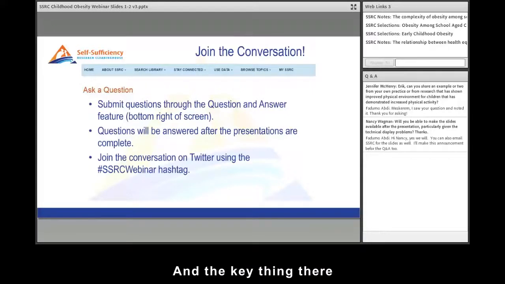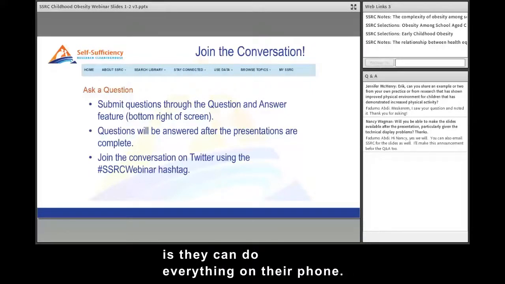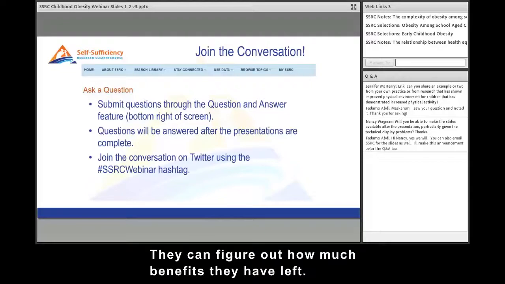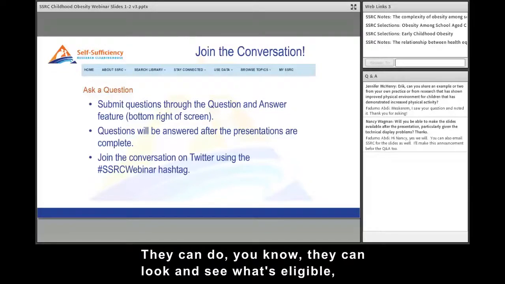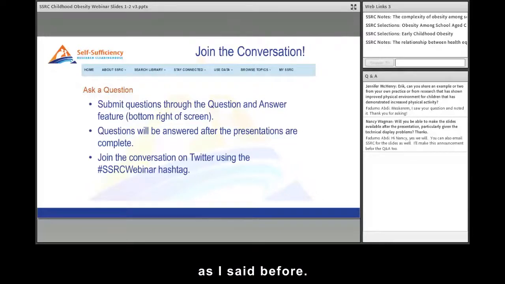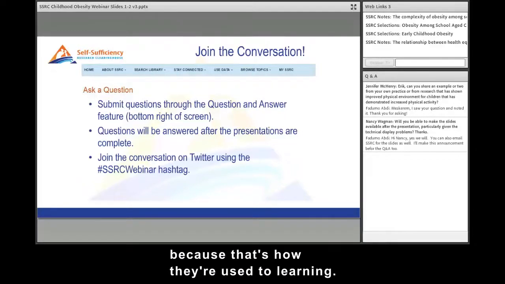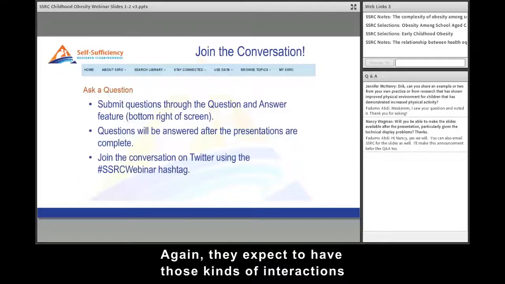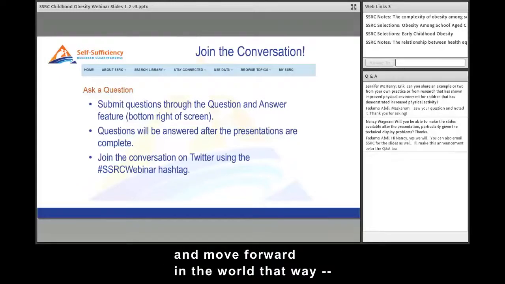And the key thing there is, they can do everything on their phone. They can figure out how much benefits they have left. They can look and see what's eligible, as I said before, and those are key things because that's how they're used to learning. That's their expectation. Again, they expect to have those kinds of interactions and move forward in the world that way.